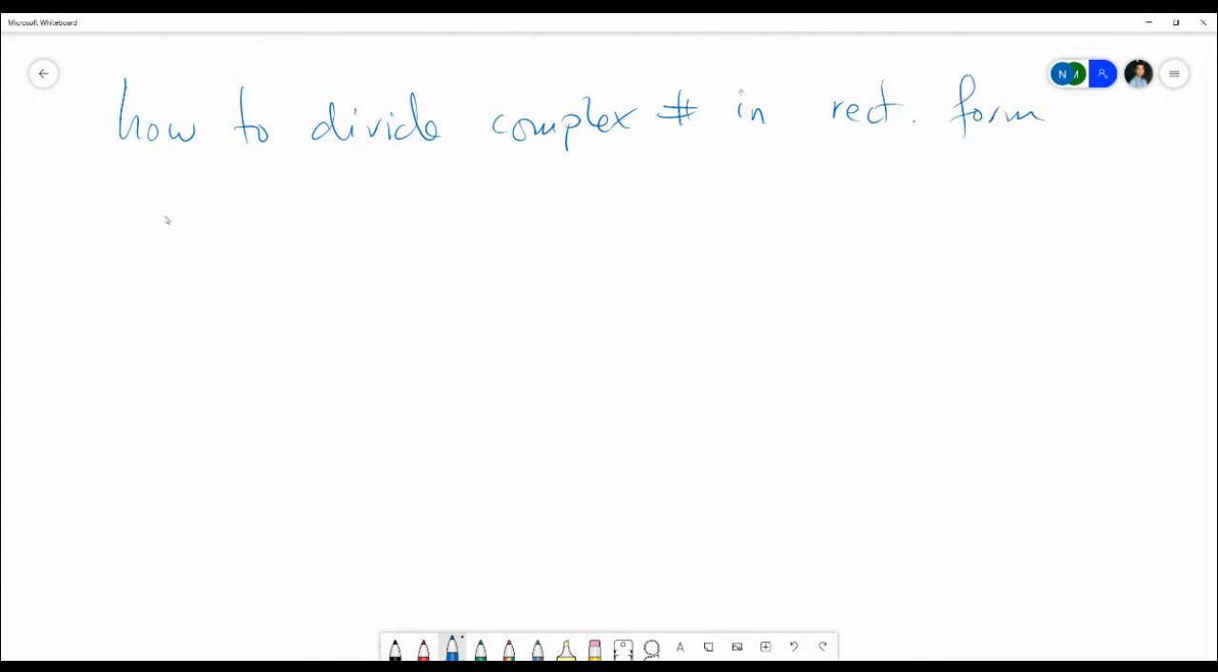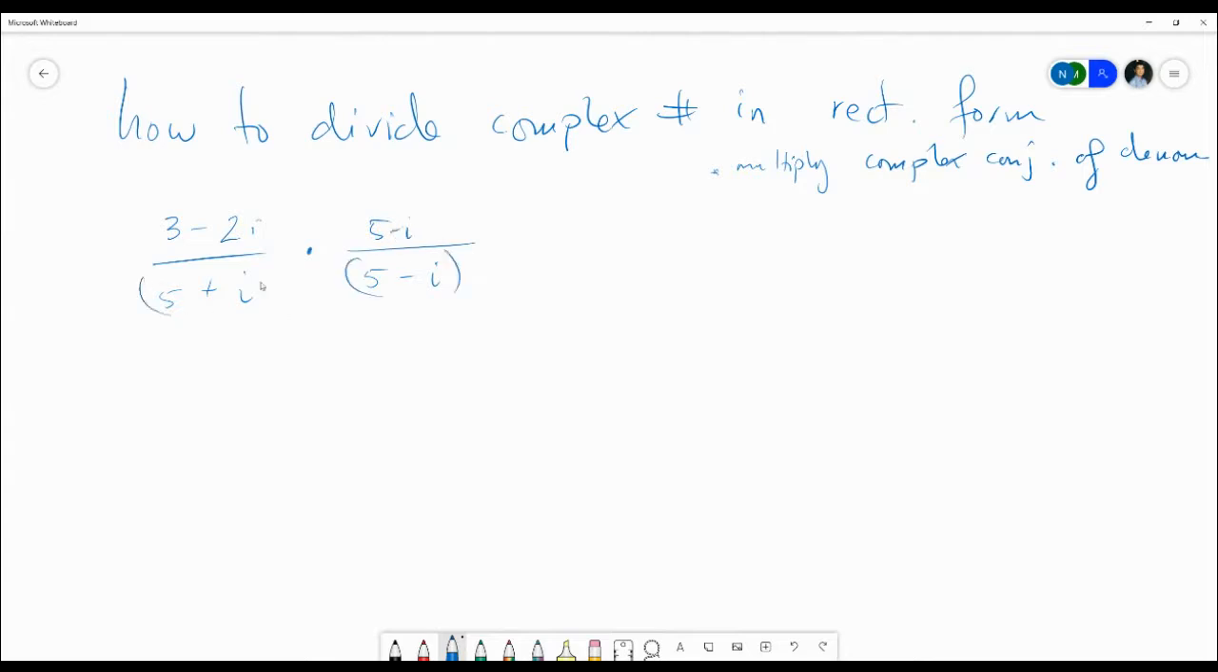Okay, so let's say you have (3 - 2i) over (5 + i). In order to divide this, all you need to do is multiply by the complex conjugate of the denominator. We have 5 + i here, so the complex conjugate of that is 5 - i. So we're going to multiply that.